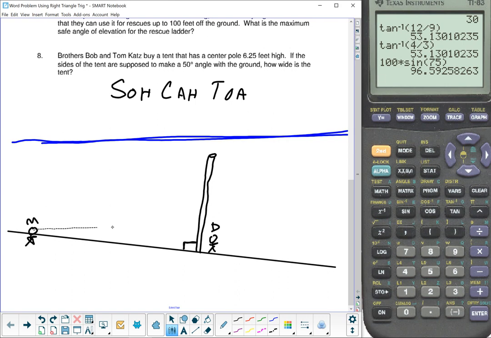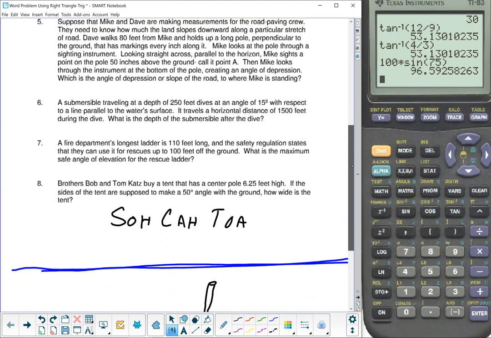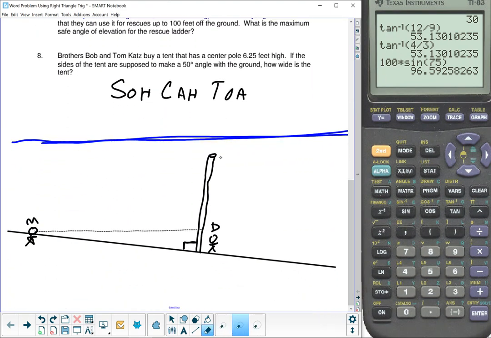He's going to look straight across, parallel to the horizon, so the blue line. It's going to be the same direction, like that. And then he sights it on the pole. Maybe that pole's too big. He sights that it's 50 inches above the ground. At point A, that's 50 inches. Here, I'll put that down.